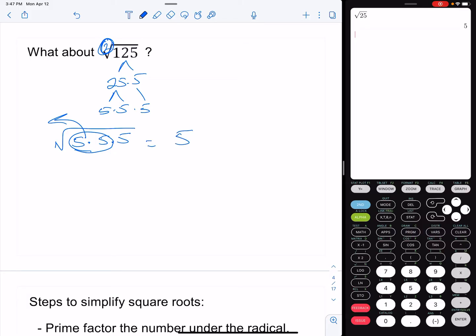So what do I do with that 5 that's left? Well, what we do is we just leave the 5 underneath the radical. So the simplified answer of what's the square root of 125 is 5 times the square root of 5.